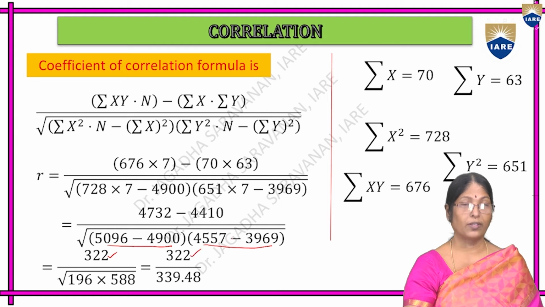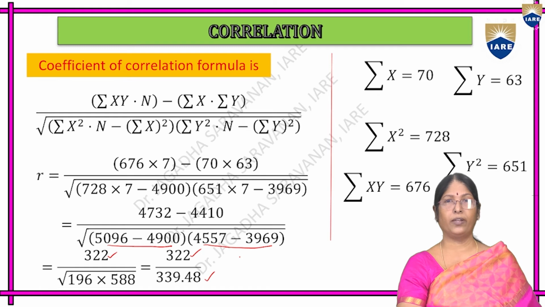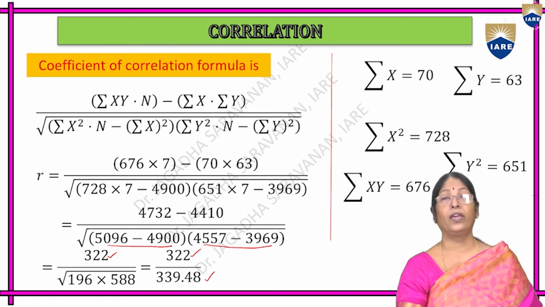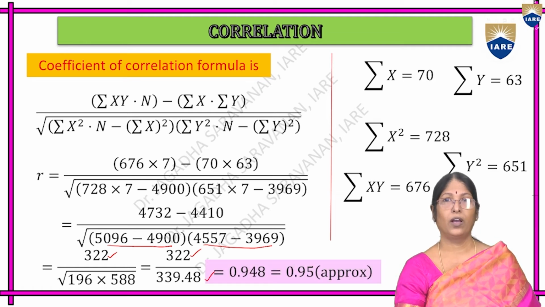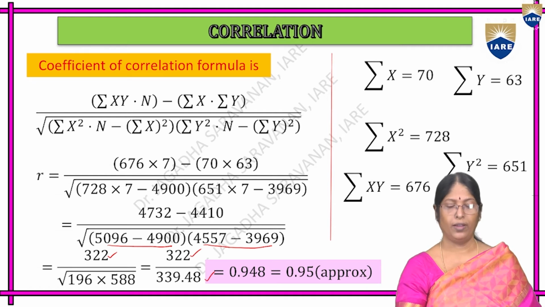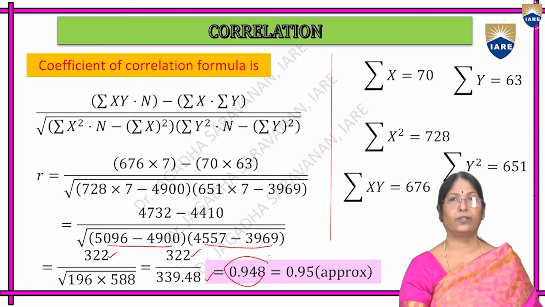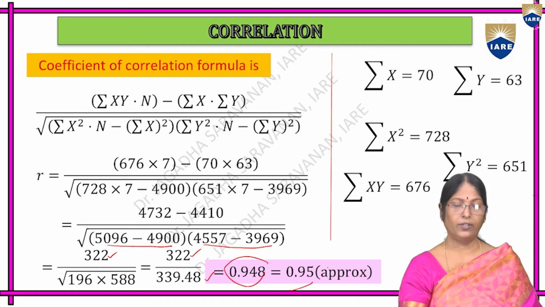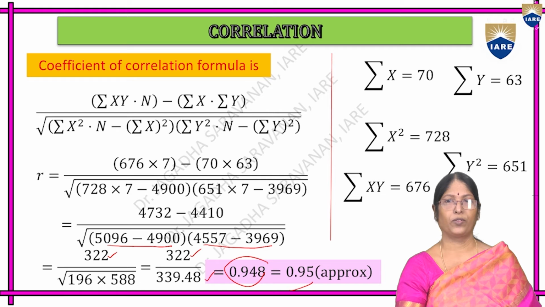So the numerator is 322, divided by the denominator value, square root of 196 into 588, which is nothing but 339.48. Approximately, the coefficient of correlation value we obtained is 0.948. So we can write it as 0.95. This is the final result we obtained for this given problem.